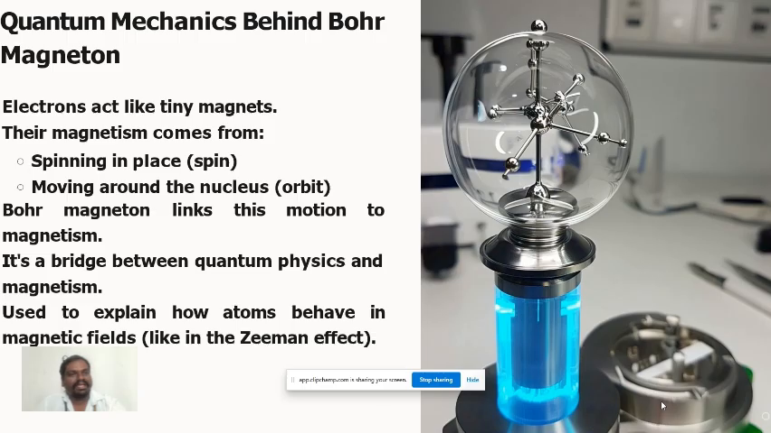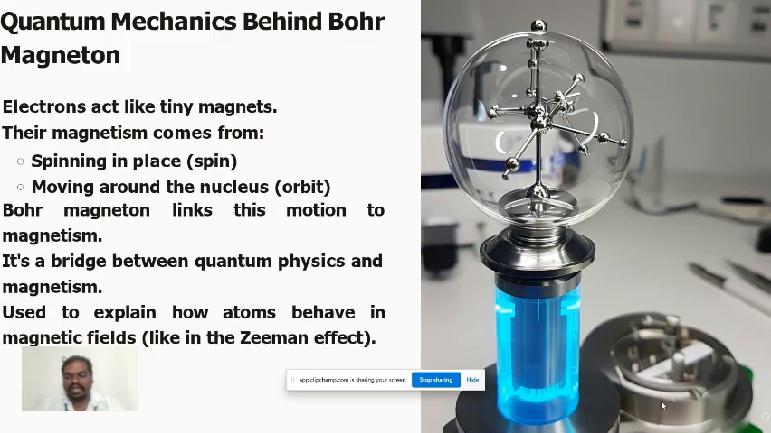Quantum mechanics behind the Bohr magneton. Electrons act like tiny magnets. Their magnetism comes from spinning in place, which is spin, and moving around the nucleus, which is orbit. The Bohr magneton links this motion to magnetism. It is a bridge between quantum physics and magnetism, used to explain how atoms behave in a magnetic field, like in the Zeeman effect.